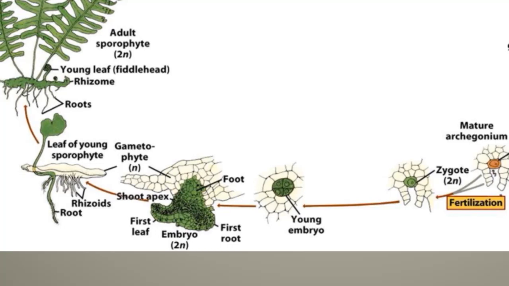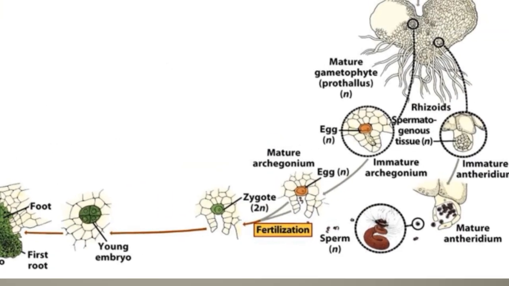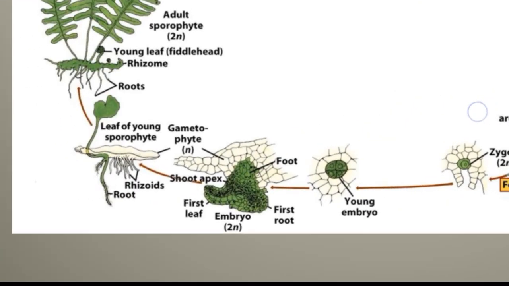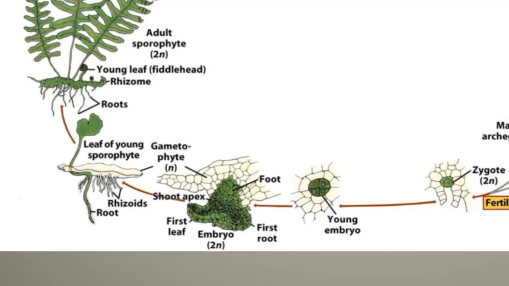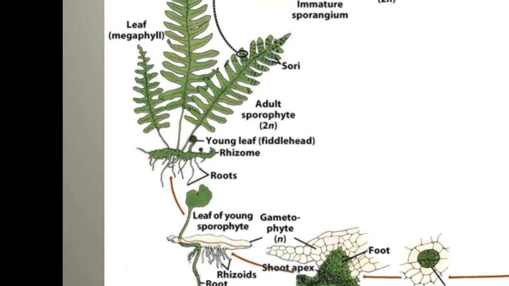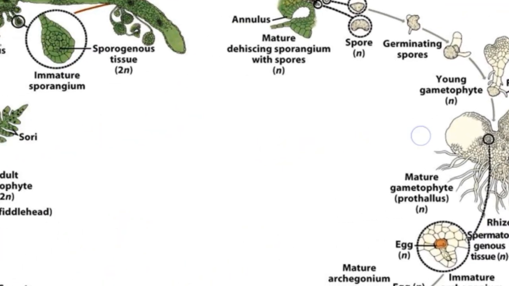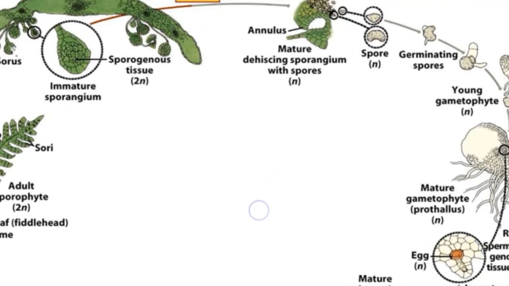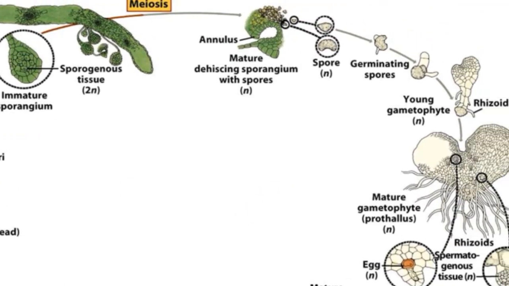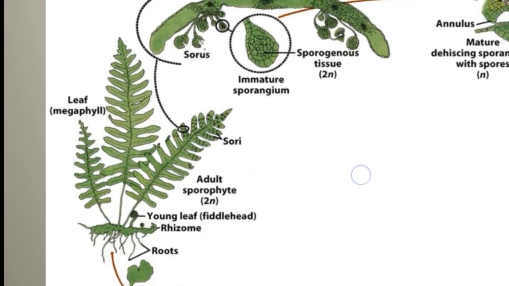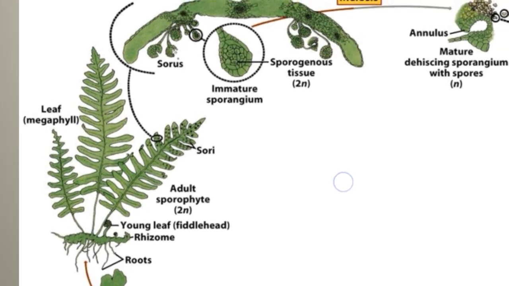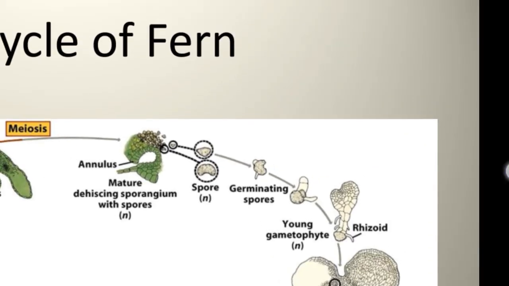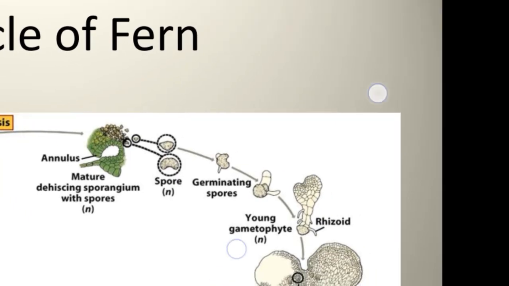This zygote again forms a prothallus-like structure, but it is a diploid one, and it is converted into a complete diploid plant. In this way you can say that alternation of generation is also seen here, but on the basis of production, the sporophytes and the gametophytes are both independent, and both can prepare their food.